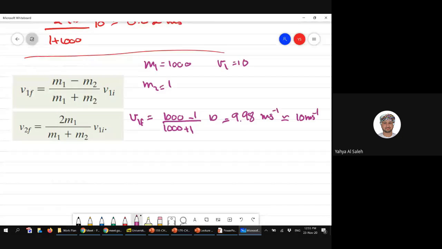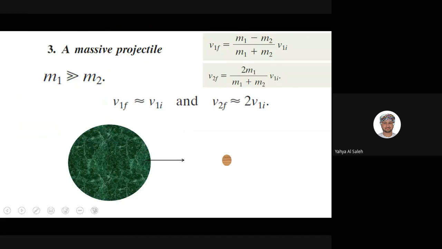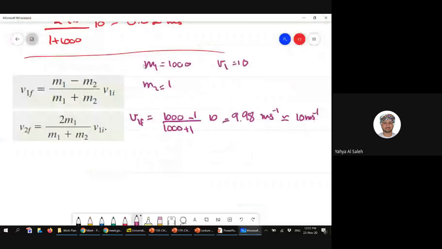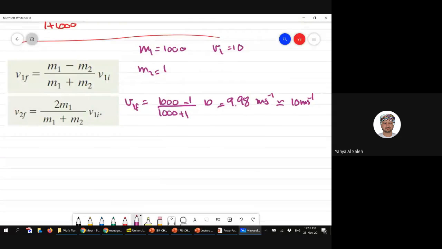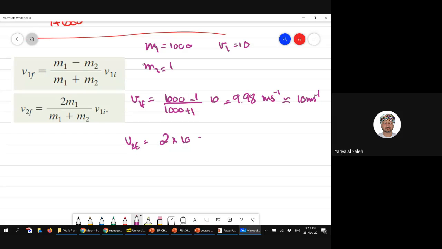But what about the small ball? The small ball was stationary. Okay, so V2F will be equal to 2 times M1, the big ball, which is 1000, over mass of big ball plus small ball times this. And what is the answer here now? This is something we usually don't expect.